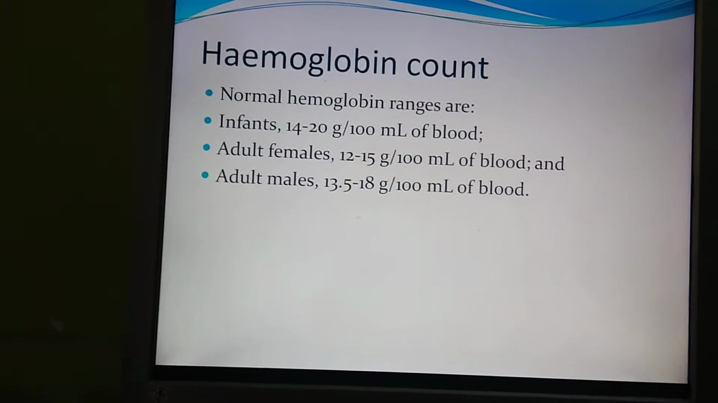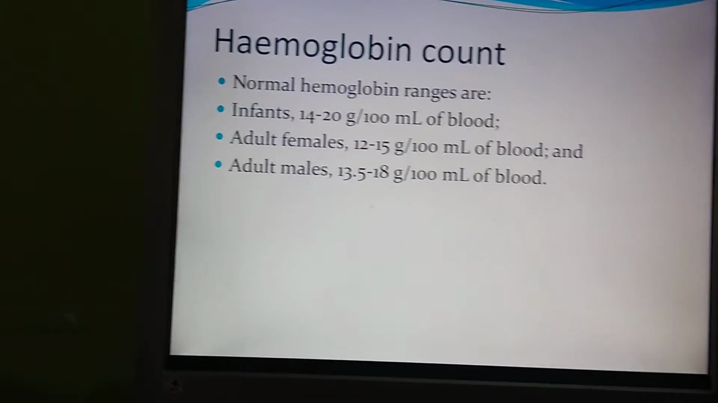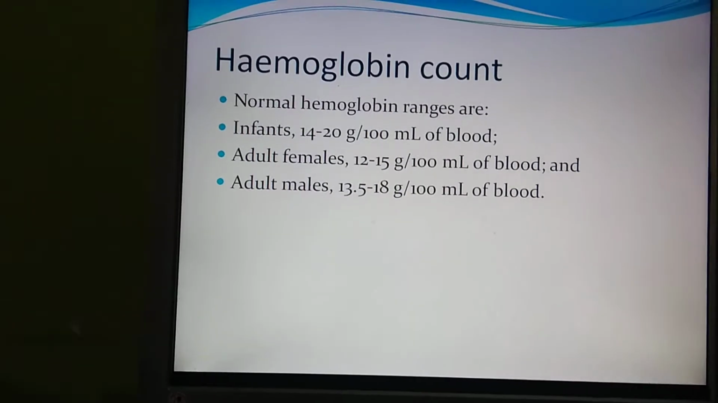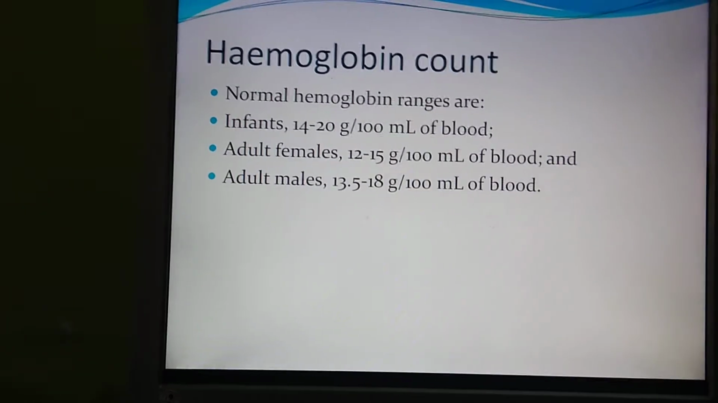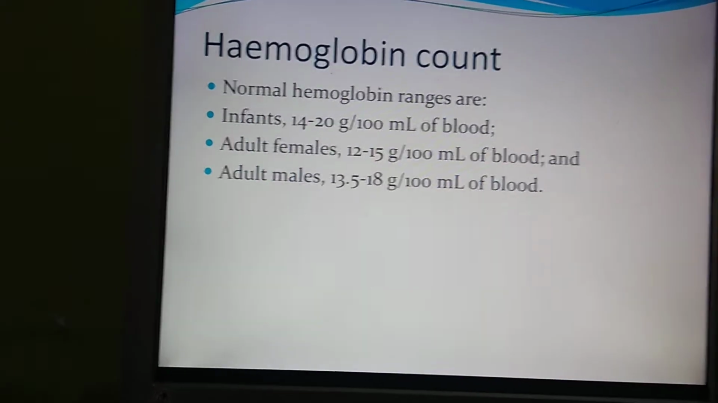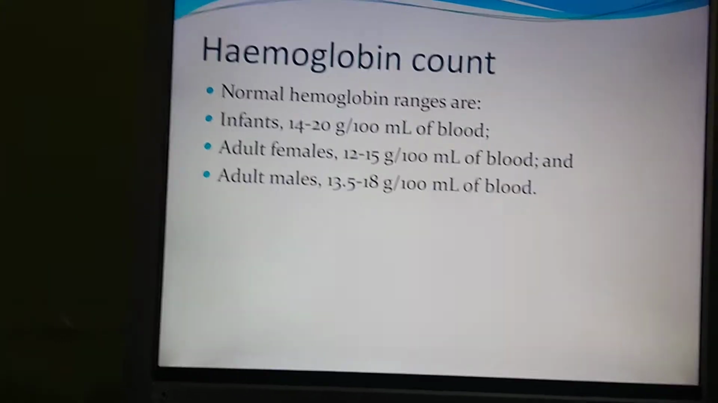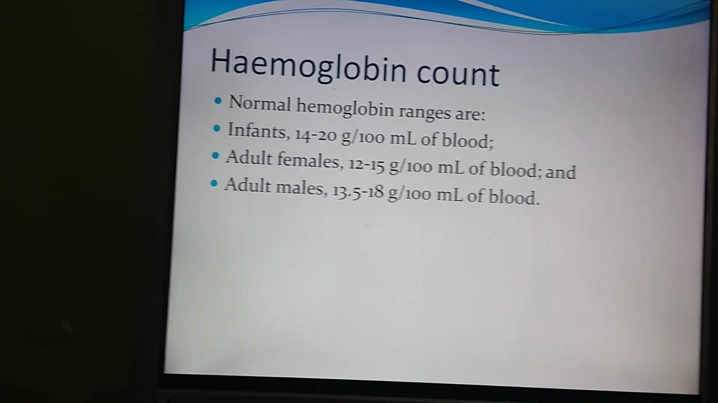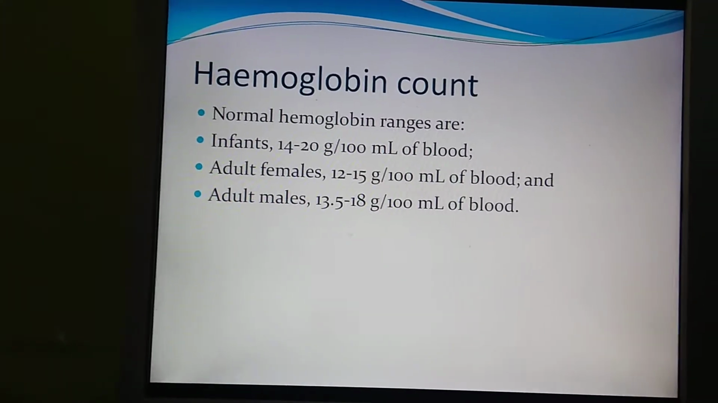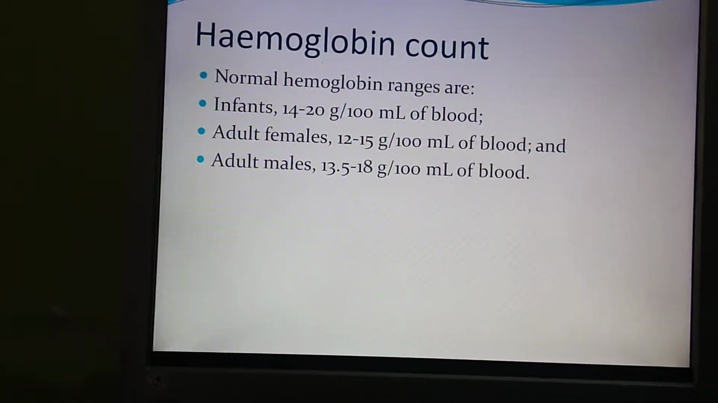After testing, you will find that normal hemoglobin ranges are, in infants, 14 to 20 grams per 100 ml of the blood. In adult females, 12 to 15 grams per 100 ml of the blood, and adult males 13.5 to 18 grams per 100 ml of the blood. Here, when hemoglobin count is decreased, it is noted that hemoglobin is less, at the same time RBCs are also less, and the most probable diagnosis is anemia.